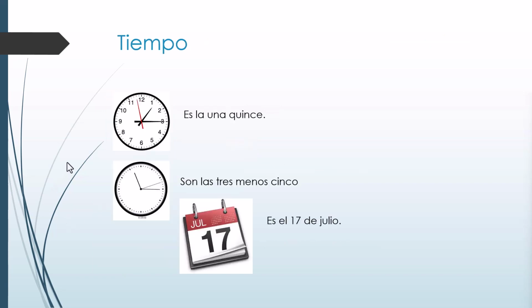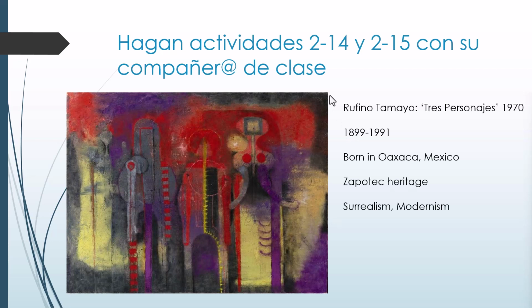You also use it for time. So es la 1:15, it's 1:15. Son las 3 menos 5. It's 3 minus 5, right? So 5 minutes to 3. And then es el 17 de julio. It's the 17th of July. So days and times. Okay, that's that. It's pretty straightforward. Remember, it's not things that are always true, but things that are good descriptions of a person, but not things that are states or that are transient things, right?